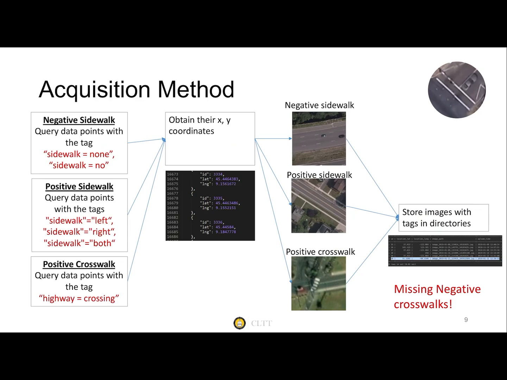And here is the method we use to automate this data collection work. As you can see, it starts from the taggings. On the left side of this image, we have all the taggings. The first box is to query for the negative sidewalk locations. Negative sidewalk locations means there is no sidewalk at all on either side of the road. The tags we used here are sidewalk equals none or sidewalk equals no. There are two tags in OpenStreetMap, but they are the same. They both tell you that there is no sidewalk at all.